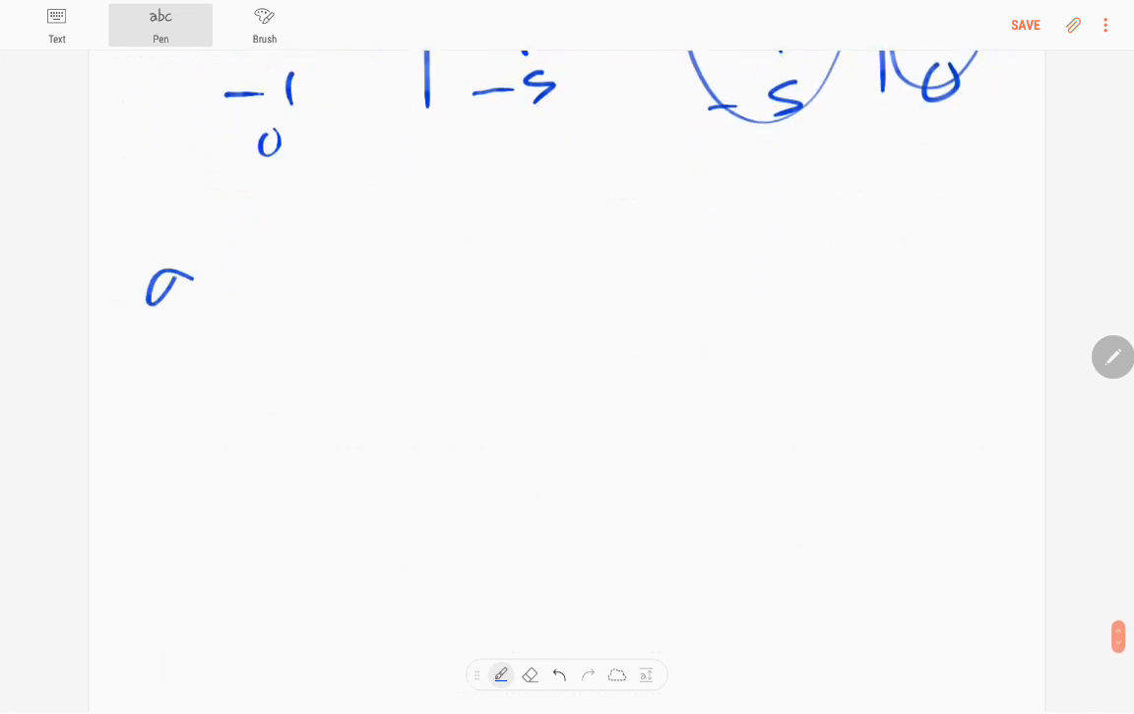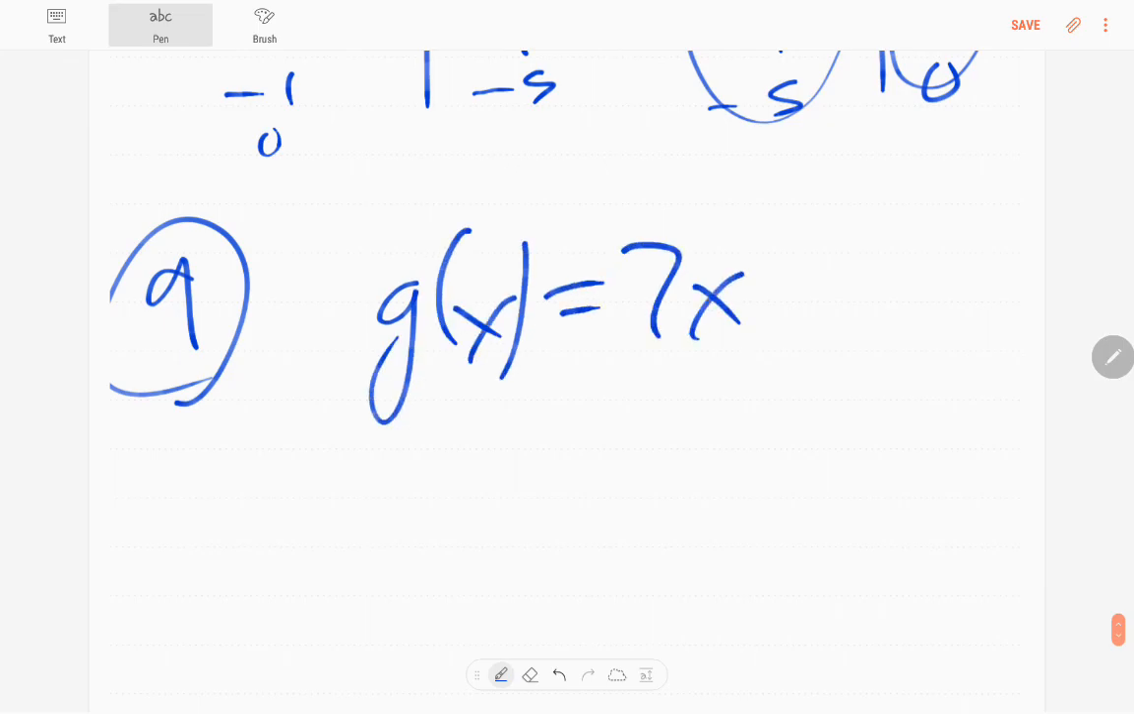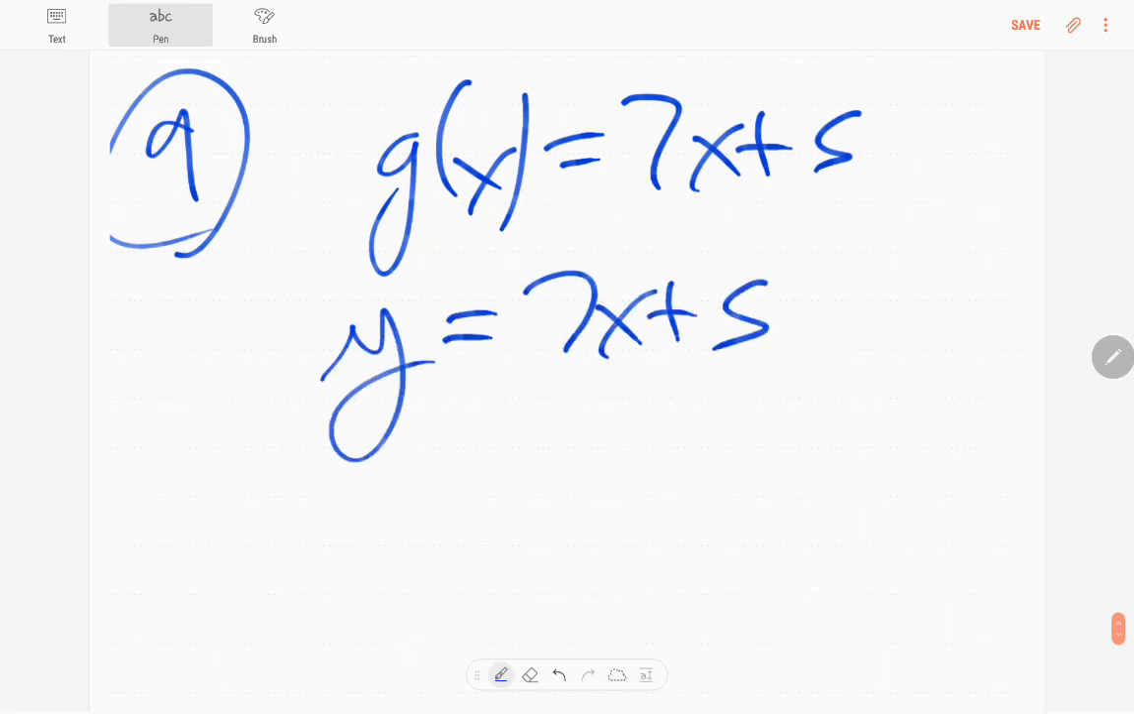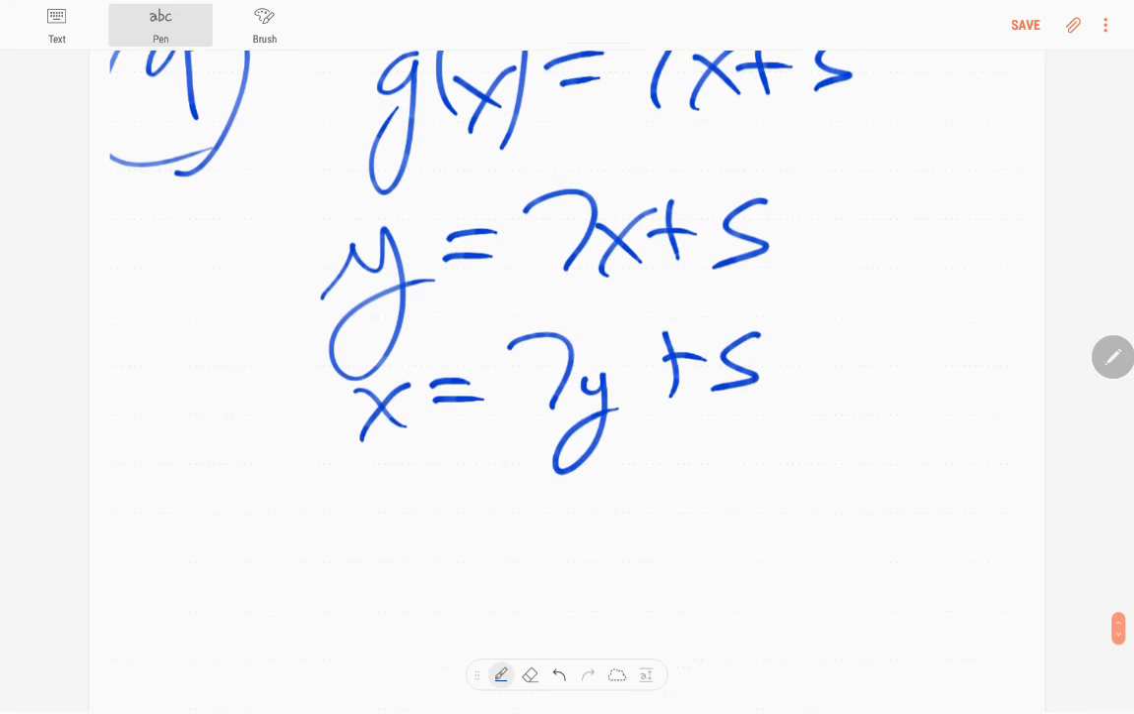Okay, let's do number 9. Find the inverse of g of x equals 7x plus 5. So here are the steps. Remember, the first thing to do is replace function notation with a y. And then the key step is to switch around the variables. So wherever you see an x, put a y. Wherever you see a y, put an x.